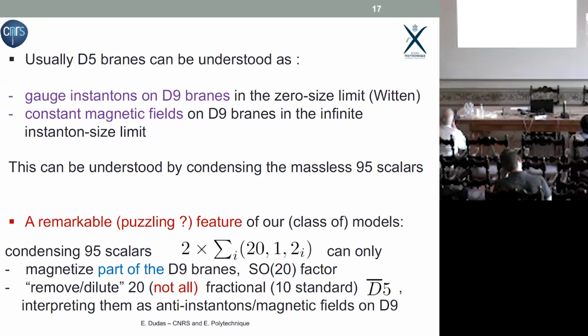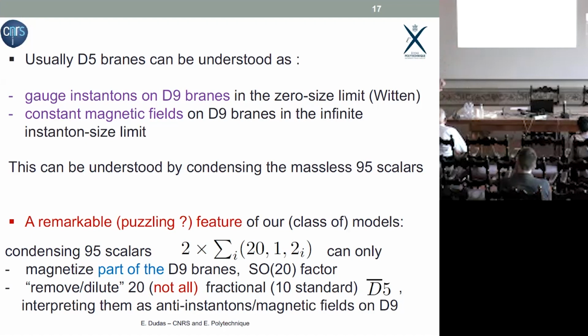Now, some puzzles, and then I will finish. As I said, in all the examples we know, supersymmetric and even non-supersymmetric, you could understand D5 branes as gauge instantons on D9 branes. This was the paper of Witten, and as far as we know, it's always the case. Or you could understand D5 branes as constant magnetic fields on D9 branes. You could also understand this because the D9 brane with the magnetic field has the same charge as the D9 and D5. And this can be understood by condensing these massless scalars.